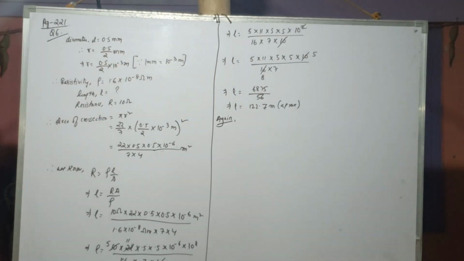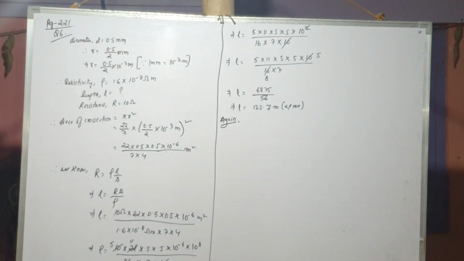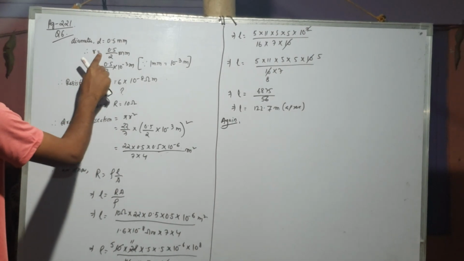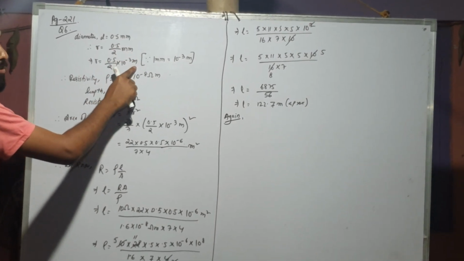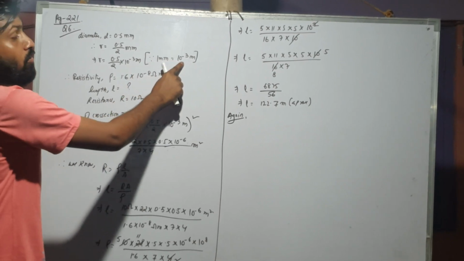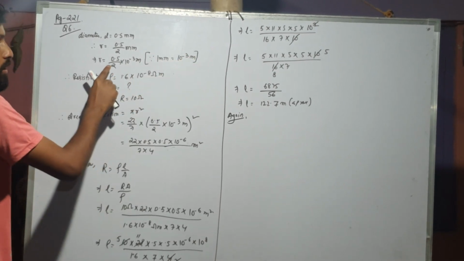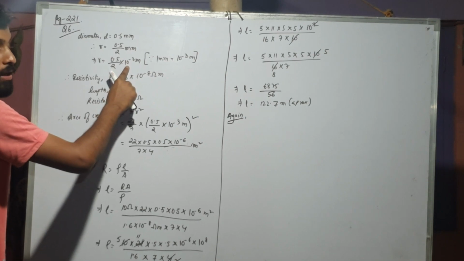We know that diameter is not related to any formula. We need radius, so I need to find the radius here. Radius r is equal to 0.5 divided by 2 mm. This is millimeter, and I need to write it in terms of meter. You should know that 1 millimeter is equal to 10 to the power minus 3 meter. So I replace millimeter with 10 to the minus 3 meter here.